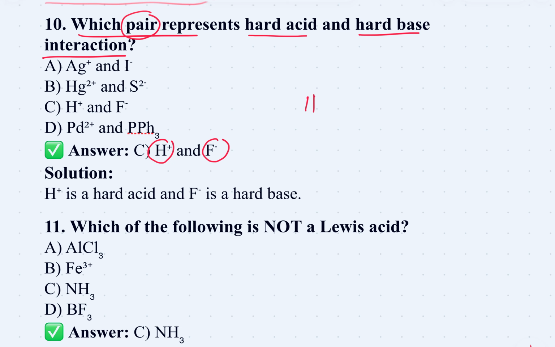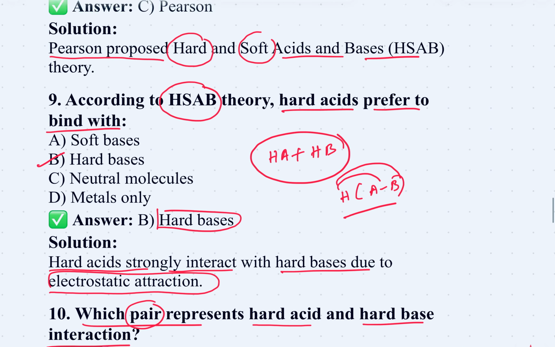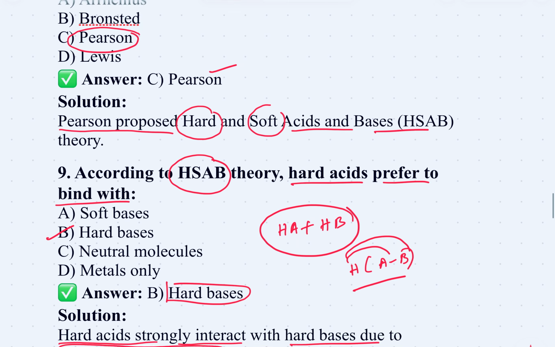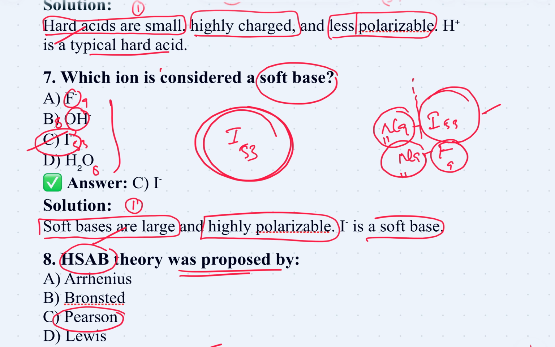H plus has more interaction. H plus and F minus give rise to HF. It is a more strong compound. Fluorine is the most electronegative element. Right? So these two are combined. So therefore H plus is a hard acid. F minus is a hard base. Tell me what is I minus? Anybody? Just now we discussed. Clear? Yeah. See this? Yeah. What is this? Soft base.